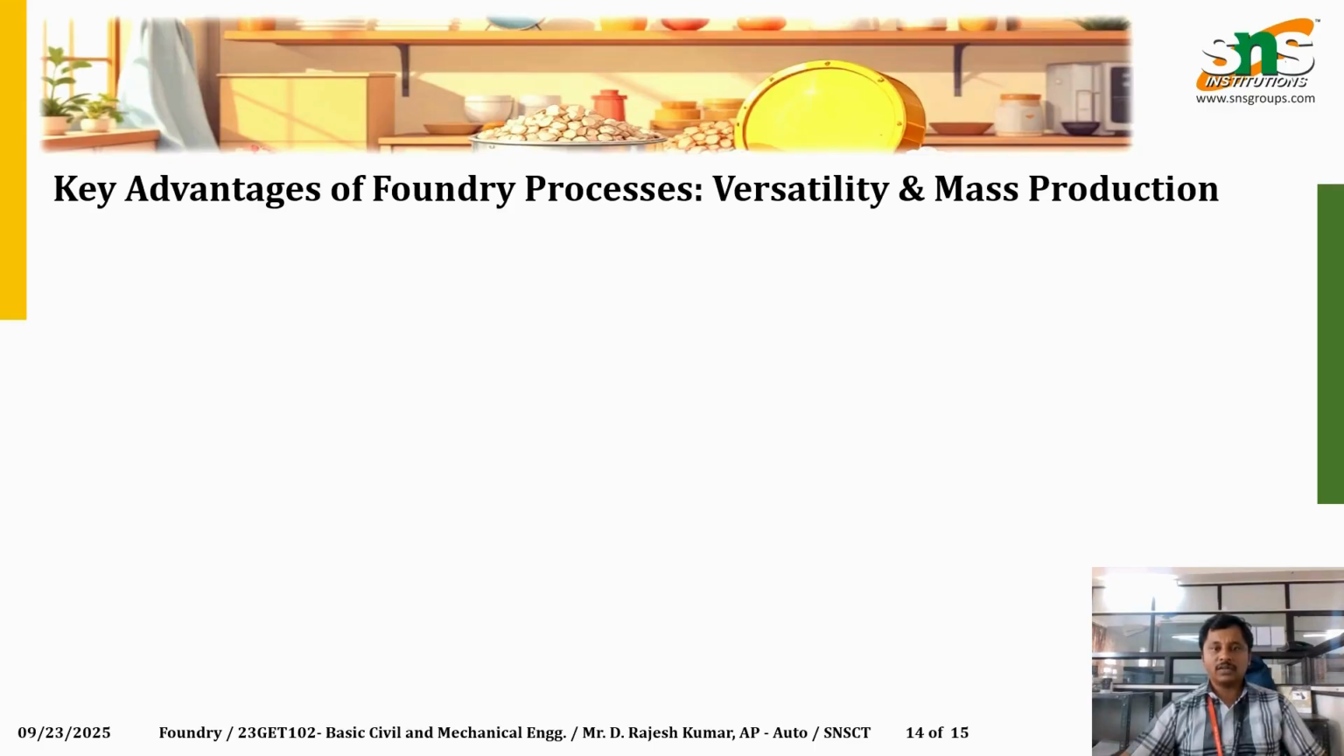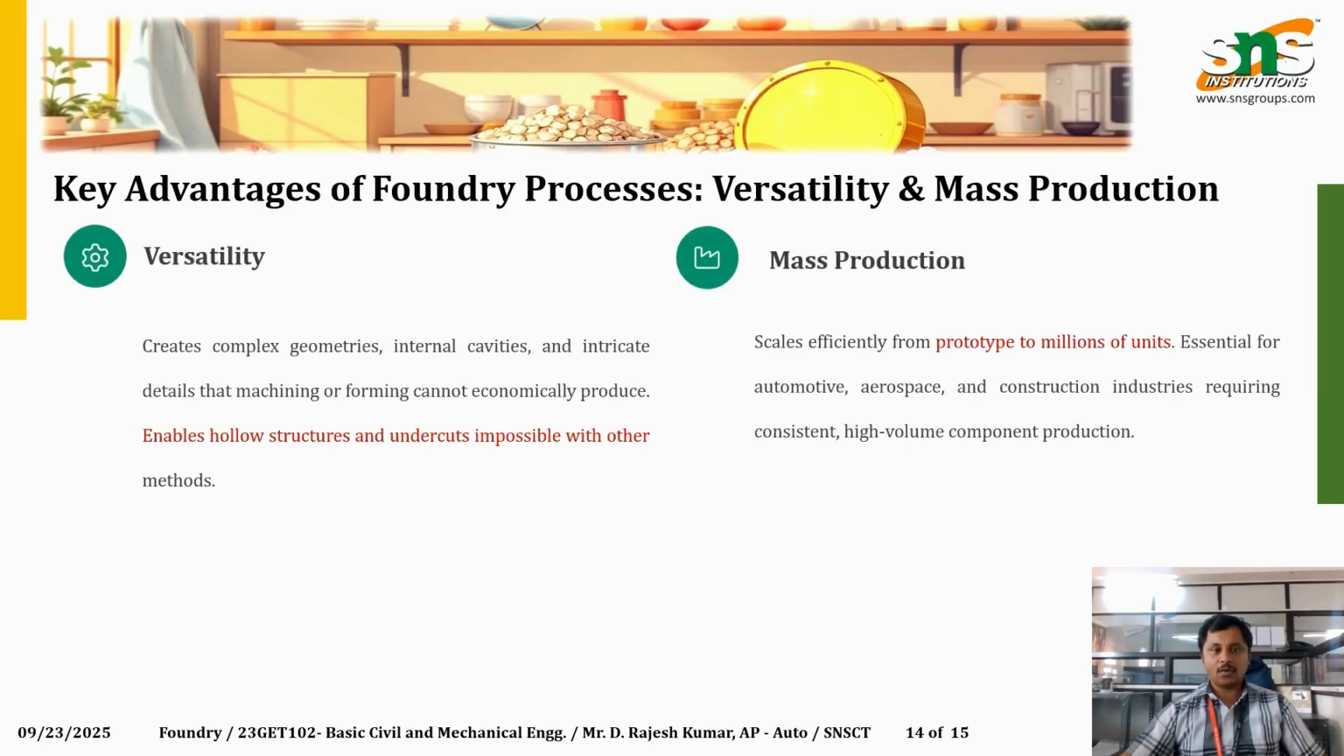So there are advantages to this process, right? The key advantage is versatility. What is versatility? It enables structures and undercuts impossible with other methods. Hollow structures can also be manufactured by using this foundry, as the initial shape is formed in the foundry. That is the versatility. The next is mass production. Mass production means parts can be manufactured in millions of units. So this forms a major advantage.